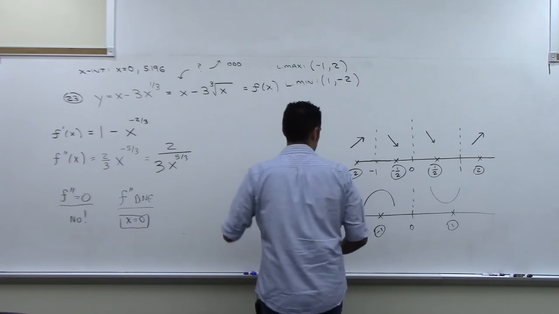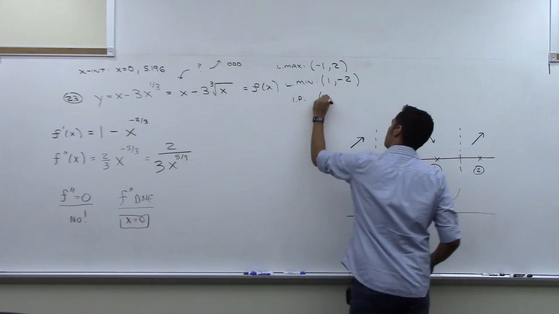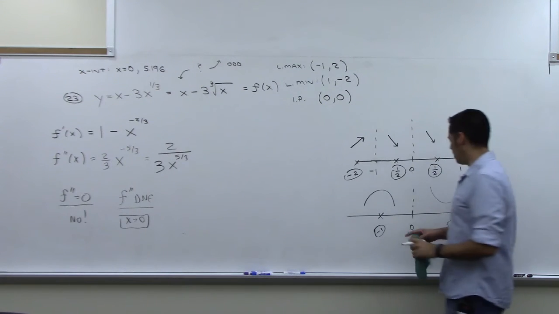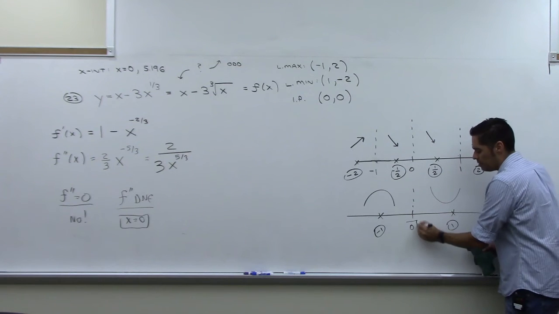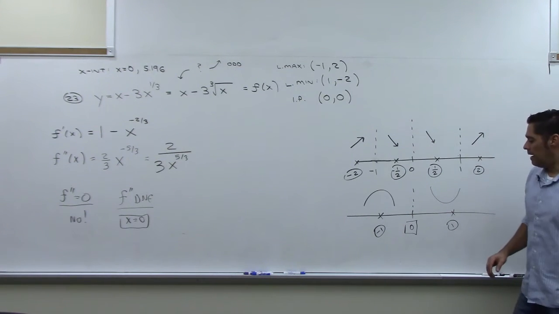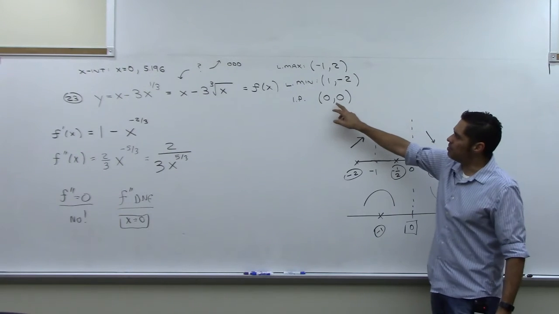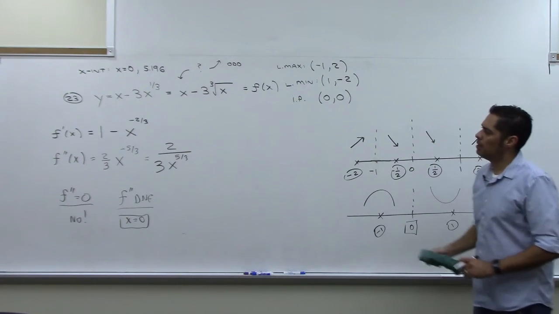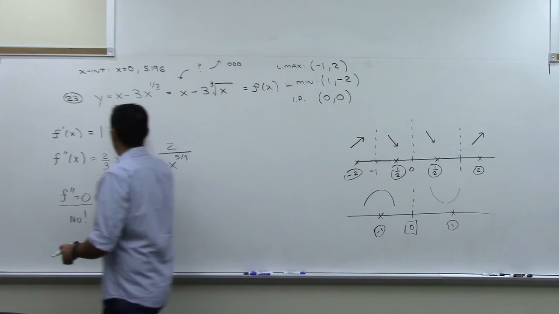I have an inflection point at 0, 0. Now that's just looking here. I changed from concave down to up. 0, 0 of course is in the domain of the function. And so I plug 0 into the original function, I get 0. So that was that x-intercept, y-intercept point. That's actually an inflection point. So now I'm going to graph this.